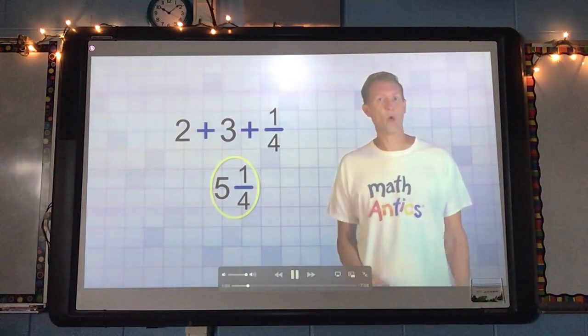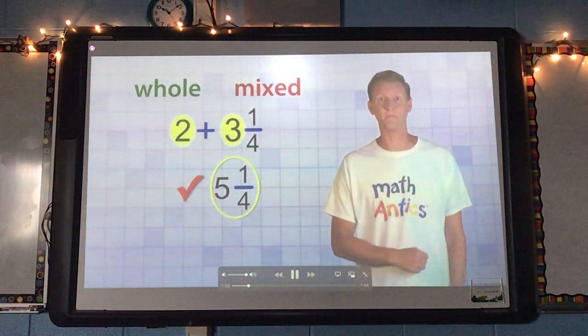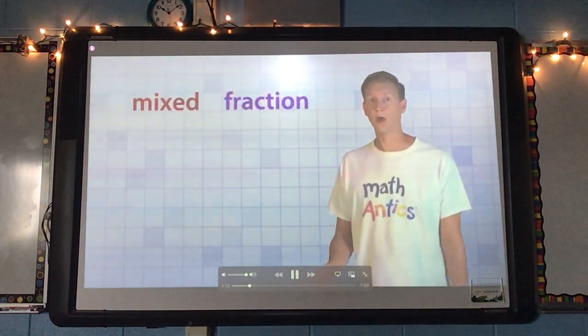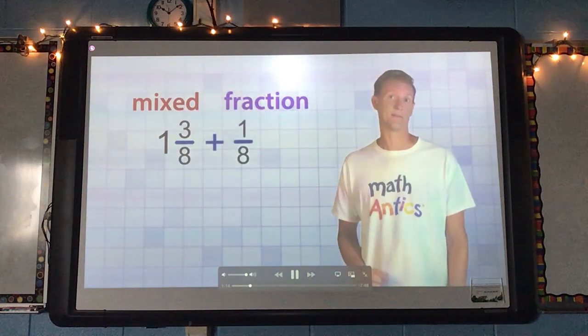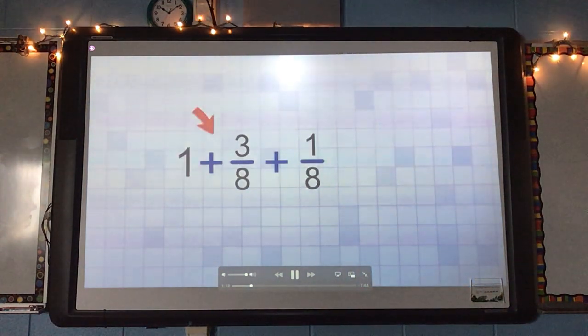So if you need to add a whole number to a mixed number, you can just add the whole number parts and you're done. Okay, but what if you need to add a mixed number to a fraction, like in the problem 1 3/8 plus 1/8? Again, if you remember that 1 3/8 means 1 plus 3/8, then you can see that this problem is really 1 plus 3/8 plus 1/8. That looks pretty easy also.